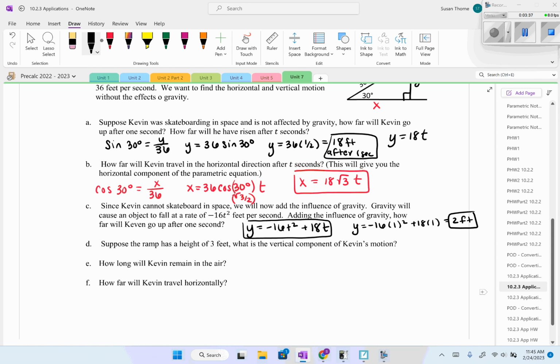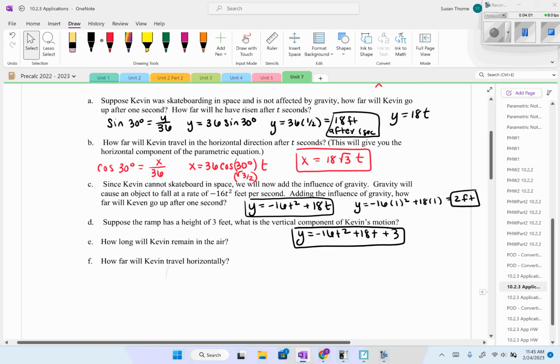So now if we're adding 3 feet, think about your transformations of your functions. When you're moving something up or down, you're just adding it to your equation. So the new vertical component would be y equals -16 t squared plus 18 times time plus 3. So that gives us our vertical component. So then E says, how long will Kevin remain in the air?